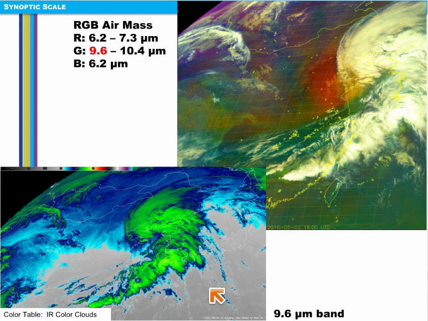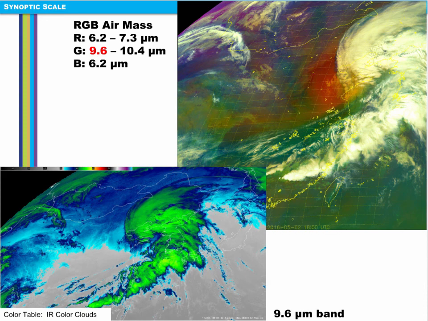This slide illustrates an important point regarding new bands on GOES-R. Although they may be able to detect certain things, in this case ozone, they may not necessarily be useful by themselves, but may be very useful when combined with other channels as a product. Note that the 9.6 micron band by itself, in the color table we typically use with the IR channel, does not show any indications of the high ozone air associated with the stratospheric intrusion.